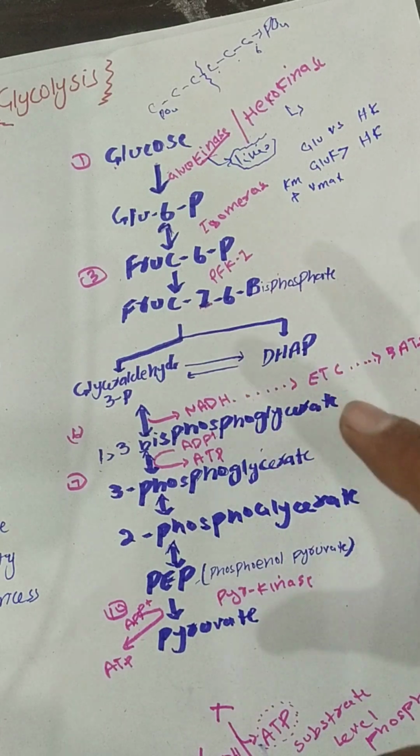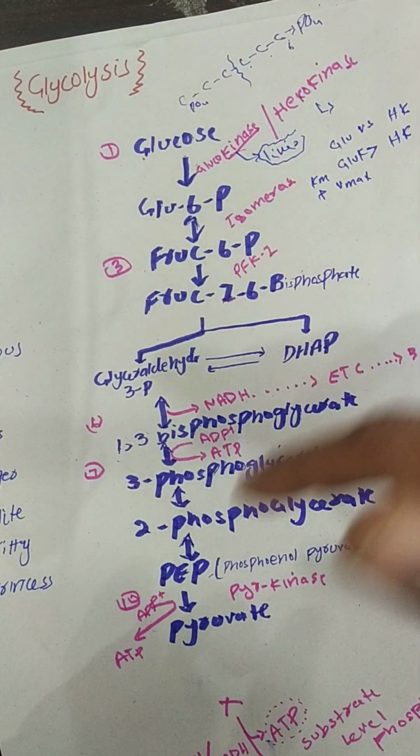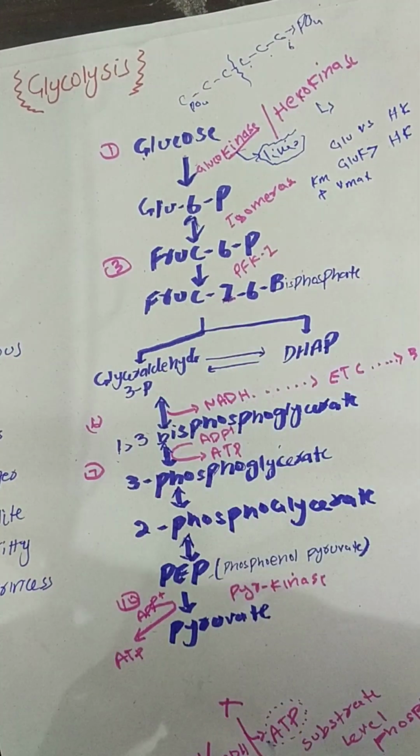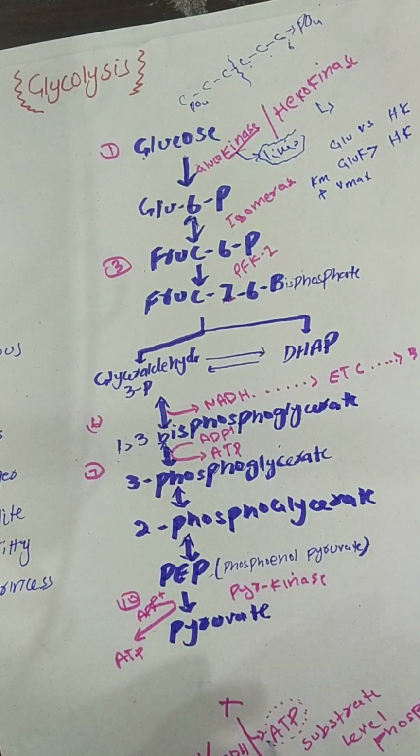So this chapter is completed here. In the next chapter I'll start the TCA cycle, which are the important steps in the TCA cycle which produce NADH and which produce carbon dioxide, and I will complete all of the TCA cycle in the next video. So till then, bye bye.